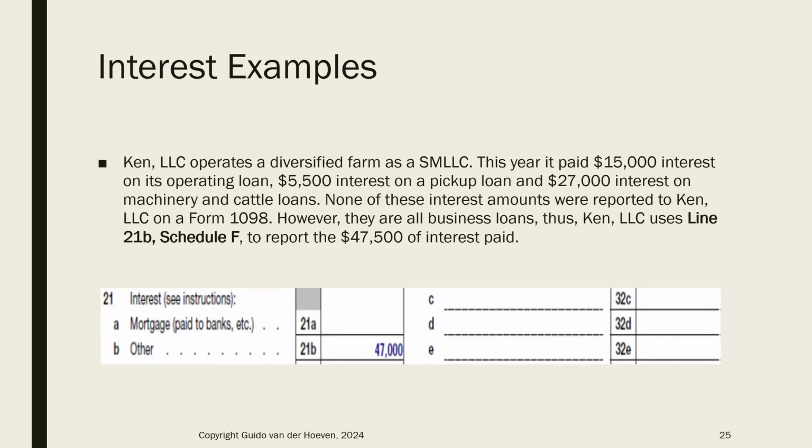None of these loans will report back to him on a Form 1098, because that 1098 is for mortgage interest. None of these are of that nature, but they are all business loans. So Ken LLC is going to use line 21B, as in Bravo, to report the $47,500 of interest. And I've got an error there on 21B. It should have been 47.5, but you get the point. You add all of those up and you tag it right there.